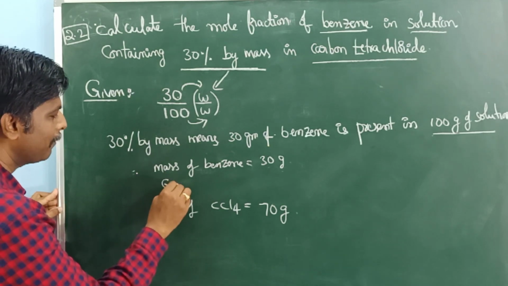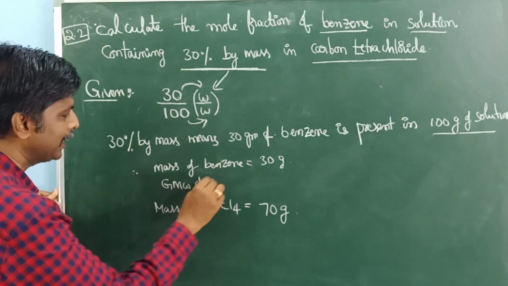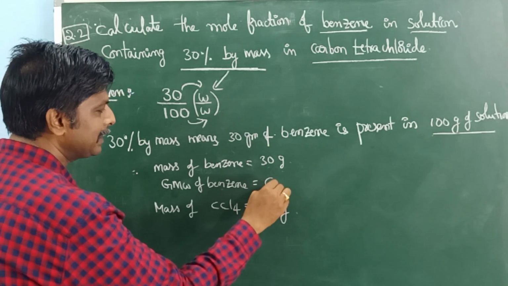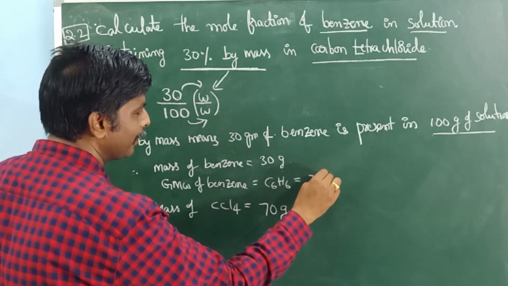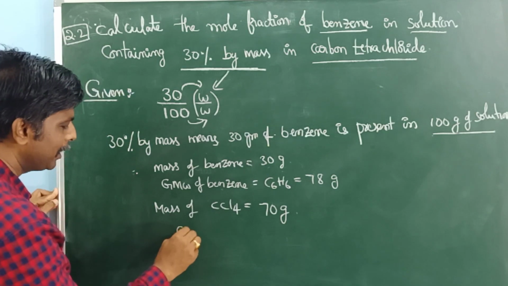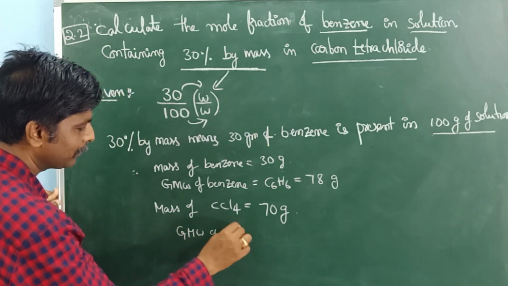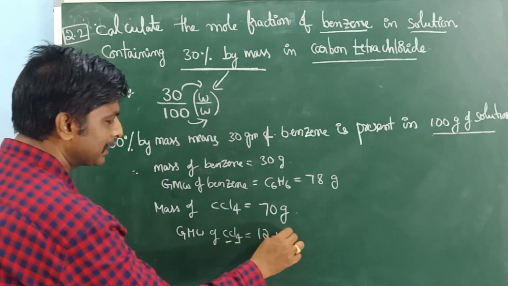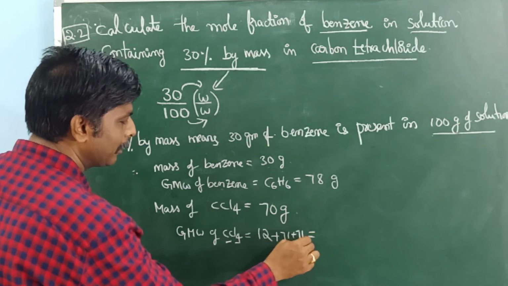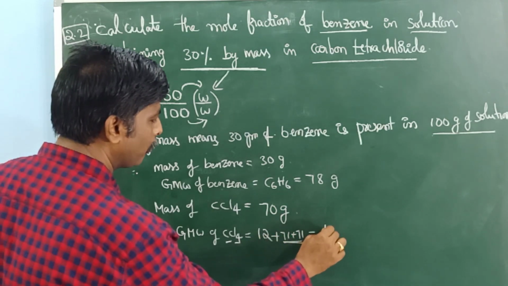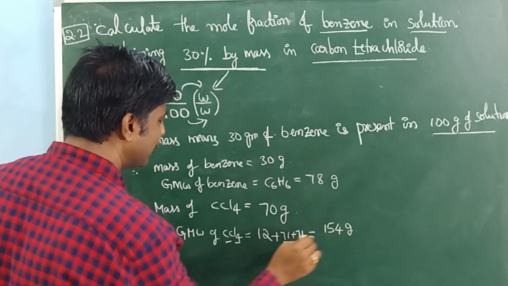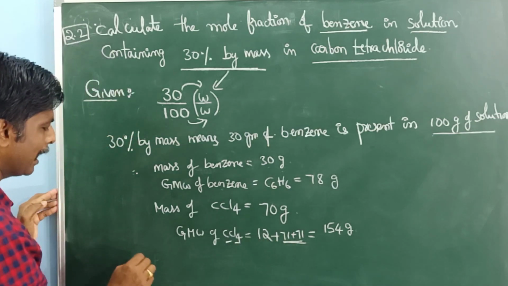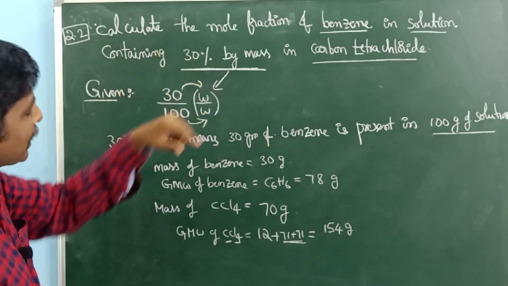What is the GMW, gram molecular weight, of benzene? C6H6, that is 78 grams. What is the GMW of CCl4? C is 12, Cl is 35.5 into 4, that means 71, so 12 plus 142 is 154. So 154 grams is the gram molecular weight of CCl4.